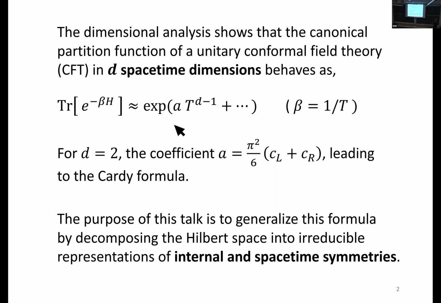To be precise, let me say it backwards. This should be proportional to volume. But you have to turn the volume into something dimensionless. That's why you have to multiply by T to the D minus 1. Okay, so that's good. In particular, for example, in 2D conformal field theory, this coefficient is given by the central charge of the Virasoro algebra. That's the celebrated Cardy formula.